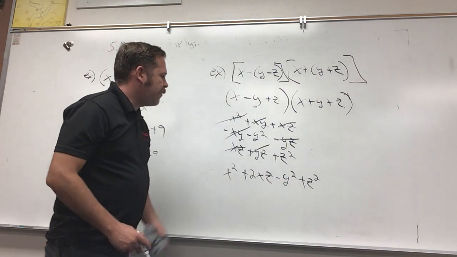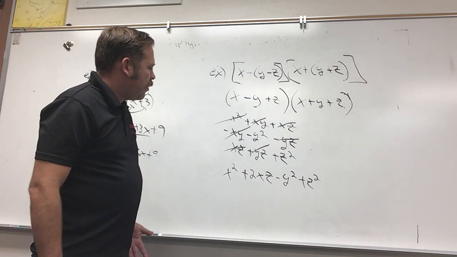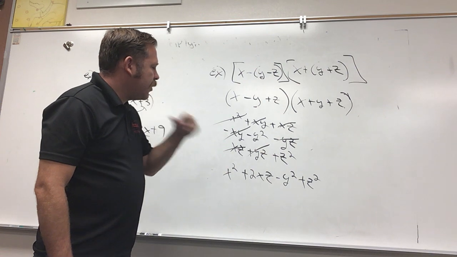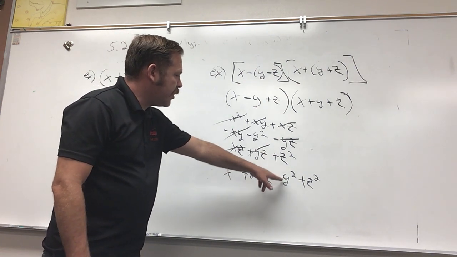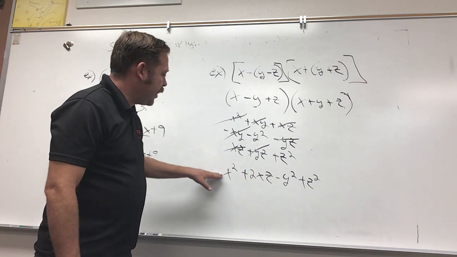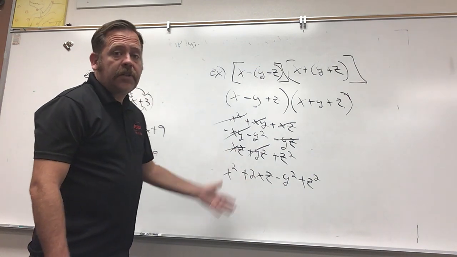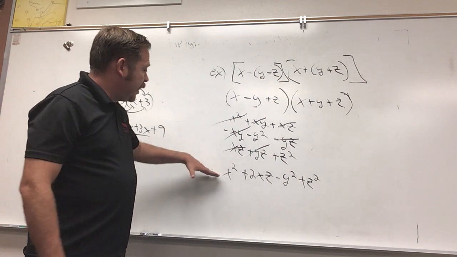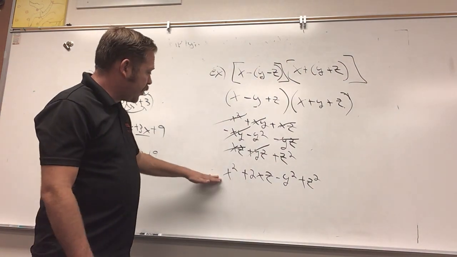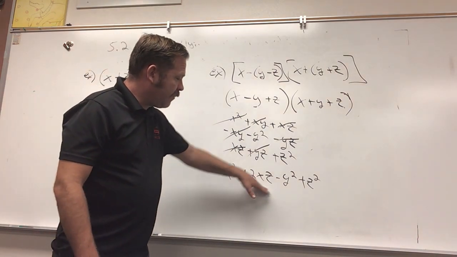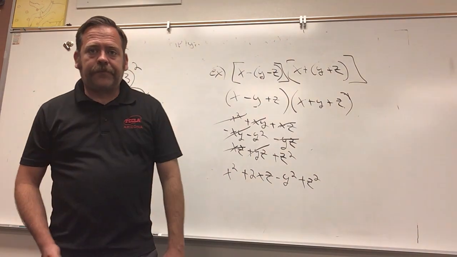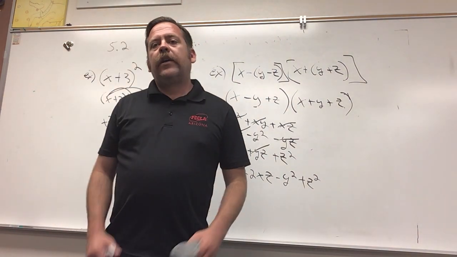If you have it in a different order, that's fine, as long as your signs are right. So if the y squared is negative and the z squared is positive, the 2xz is positive and the x squared is positive. That matters. The order doesn't really matter. Typically, we like to keep it alphabetically and by largest degree. So I did the x squared first with the xz second alphabetically, and then the y squared and the z squared. Okay. All right. That's multiplying 5.2.